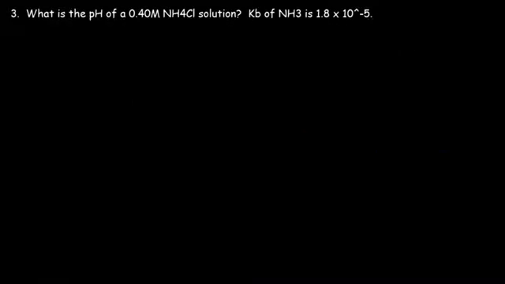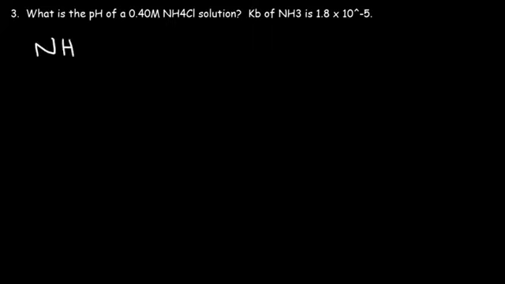Number 3. What is the pH of a 0.4 molar ammonium chloride solution? So in this problem, we want to find the pH of a salt solution. Ammonium chloride is an ionic compound, and we're given the Kb of NH3. So what should we do in this problem? We need to realize that NH4 plus is a weak acid, because NH3, the conjugate base, is a weak base.